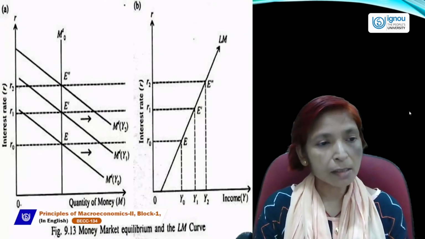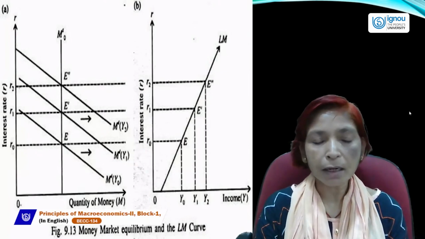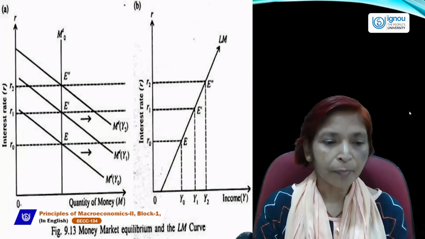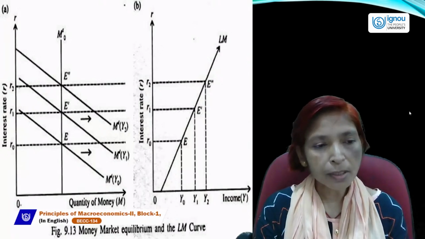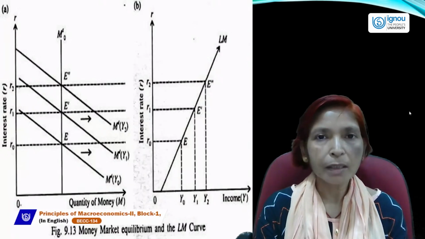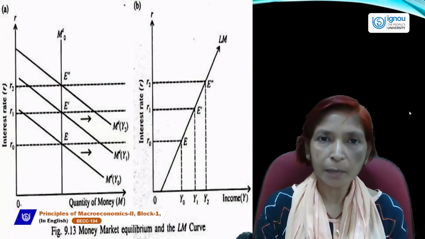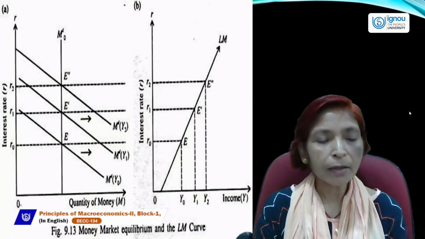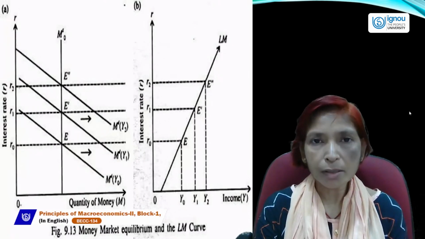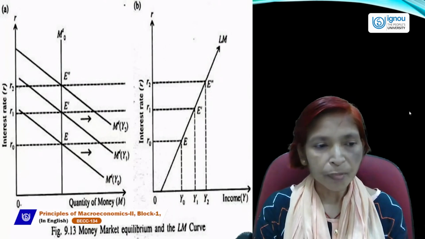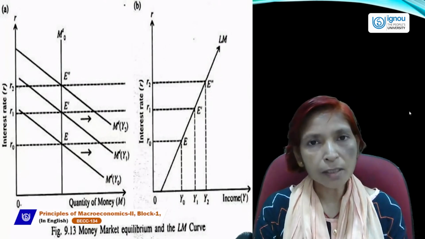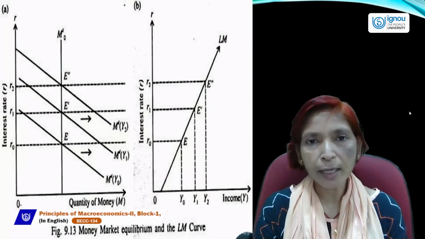Next, this downward sloping line is showing money demand. The money demand curve is always a downward sloping curve, which shows the inverse relationship between the rate of interest and money demand. Due to a high interest rate, money demand falls, and due to a low interest rate, money demand rises. So the money demand curve is always a downward sloping curve from left to right.